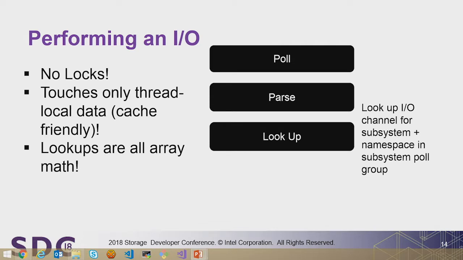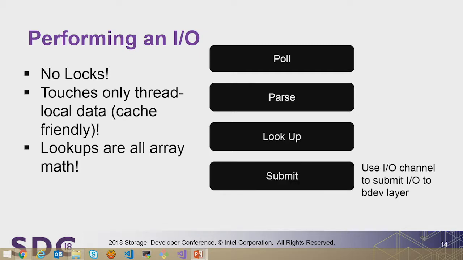We grab the subsystem POL group that's associated with the subsystem. We give all subsystems unique identifiers, which is actually an index into an array. So inside of the POL group, we have an array of subsystem POL groups, and we jump to the right one using array math. Then inside there, we have a list of I/O channels, which are NVMe queue pairs, the back ones. And those are indexed on namespace ID. So we do 2 array jumps, and we find the right NVMe queue pair.